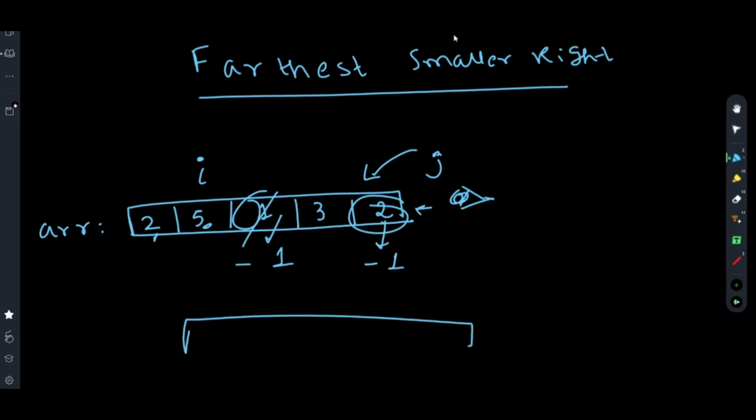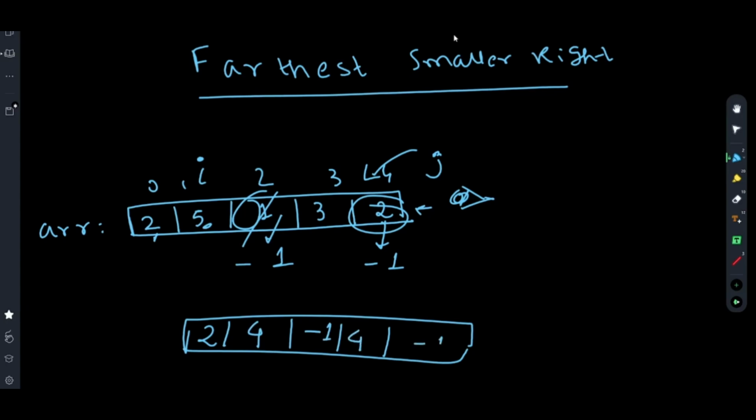So the resulting array that you will be submitting is, for 2, it is 1 at index 2. For 5, it is 2 at index 4. For 1, there is nothing. For 3, it is at index 4. For 2, it is nothing. So this is the array that you will have to submit as the answer.